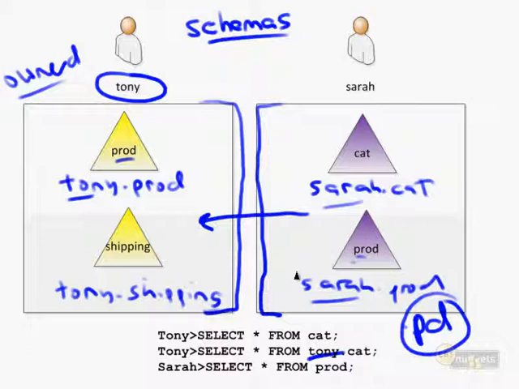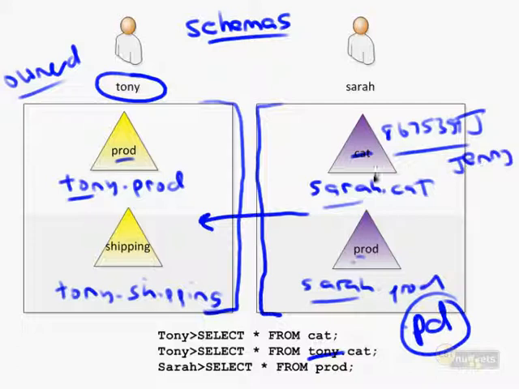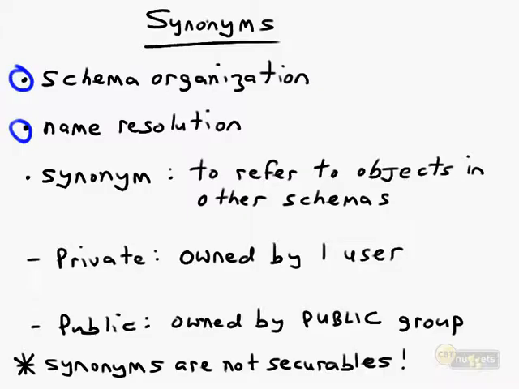You can also use synonyms to convert really wonky table names. Maybe Sarah has a table called 8675309J, if you get the pop culture reference. And to make it easier for folks to run queries against that table, she can just rename it via a synonym. The table name is Jenny, and that way folks from other schemas, and even Sarah herself, can run selects against Jenny instead of having to use this cryptic table name.